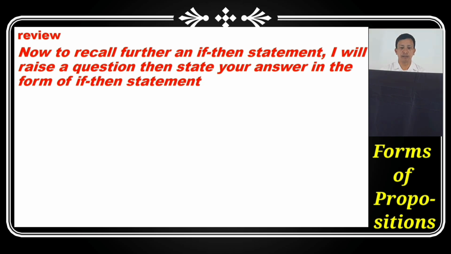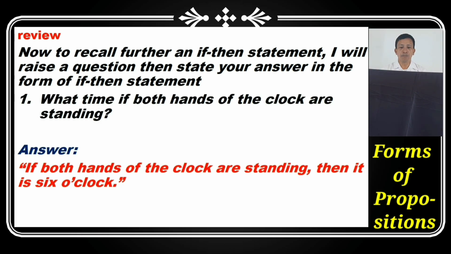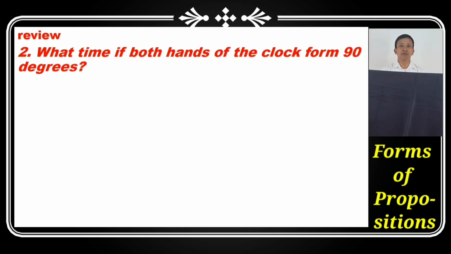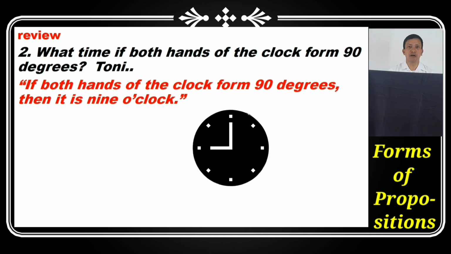Now, to recall further an if-then statement, I will raise a question, then state your answer in an if-then statement. Number 1. What time is it if both hands of the clock are standing? If both hands of the clock are standing, then it is 6 o'clock. Great. Next, number 2. What time is it if both hands of the clock form 90 degrees? If both hands of the clock form 90 degrees, then it is 9 o'clock.